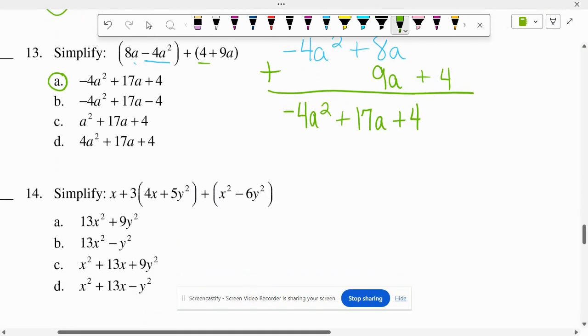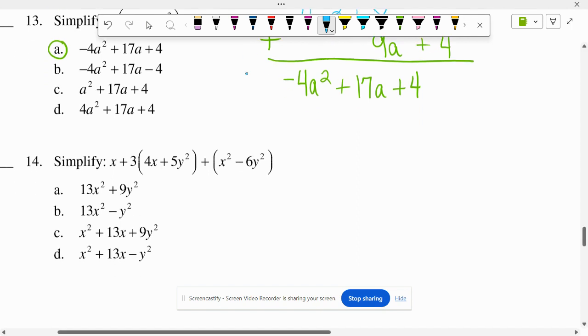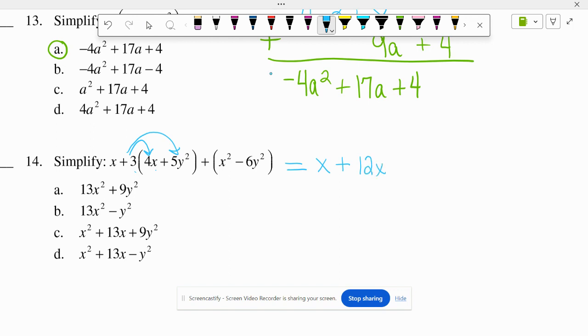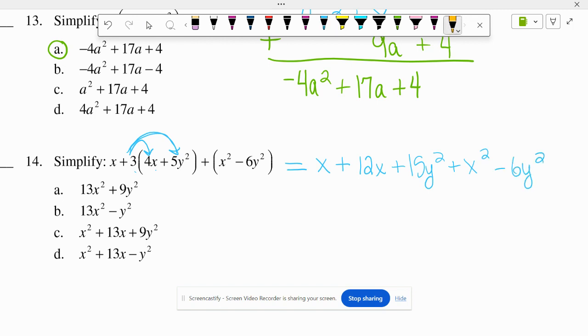Okay. All right, Ashton, you feel like you can own this one? You got some crazy stuff happening here. Okay, what do you want to do first? Yeah, I need to distribute that 3. So I'm going to rewrite my x plus, what is 3 times 4x, Ashton? And what is 3 times 5y squared? And then I'm just going to bring along the rest of the terms. Plus x squared minus 6y squared. What are the things that you can combine?